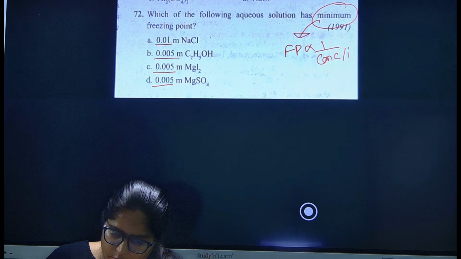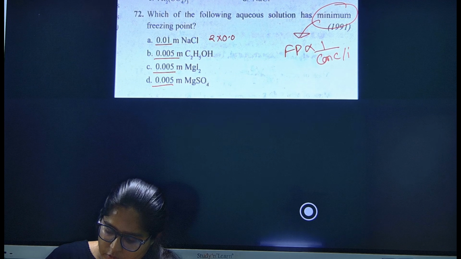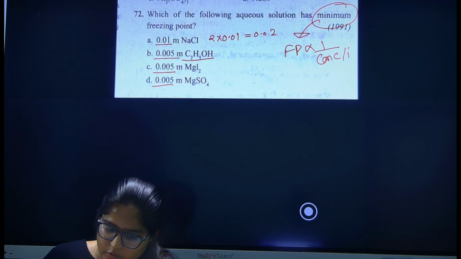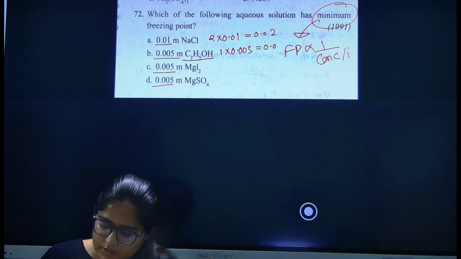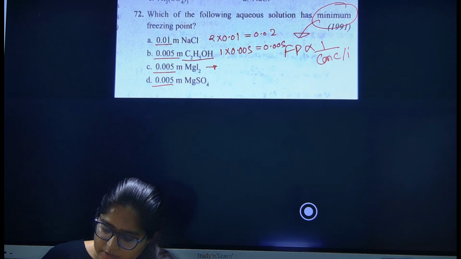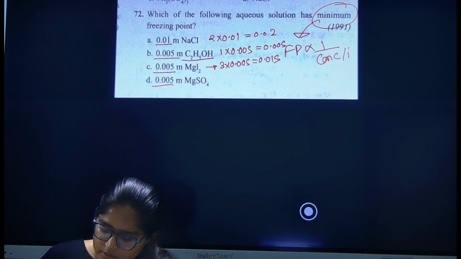So i here is 2. So 2 into 0.01, we will get here 0.02. It neither associates nor dissociates, so 1 into 0.05, so we'll get here 0.05. Here MgI2 gives 3, so 3 into 0.05, so we'll get here 0.15. Next MgSO4, 2 into 0.005, so we'll get here 0.010.